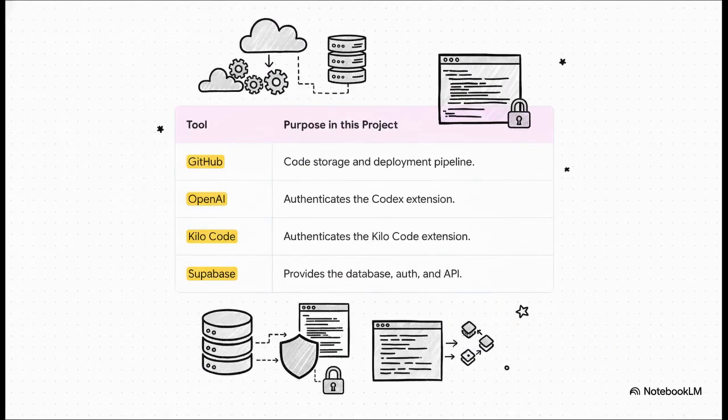First, you'll need a GitHub account for version control, which is essential for our deployment pipeline to Vercel. Second, an OpenAI account is required to authenticate the Codex extension. Third, a Kilo Code account is needed to authenticate the Kilo Code extension. And fourth, a Supabase account. Supabase is our backend-as-a-service platform providing a PostgreSQL database, user authentication, and an auto-generated API.